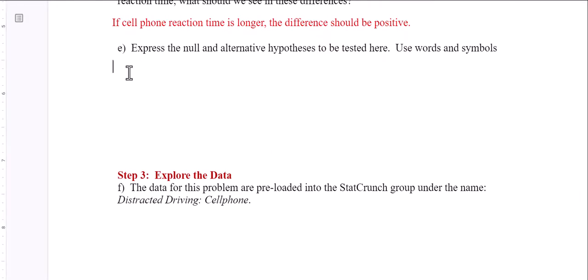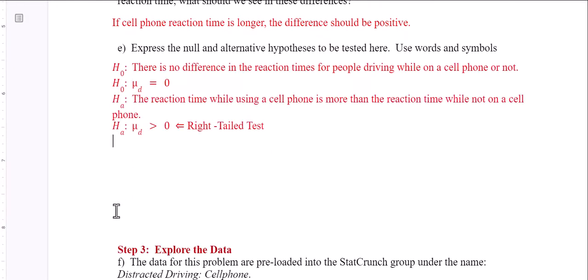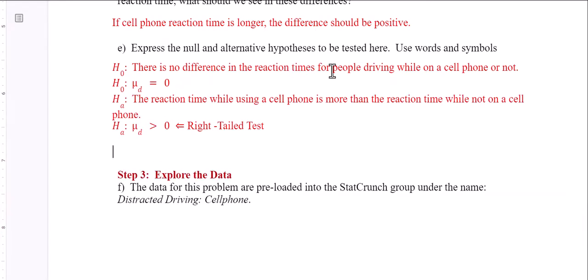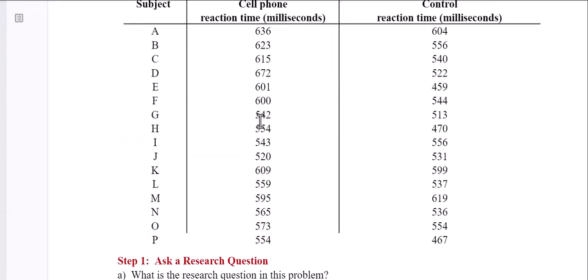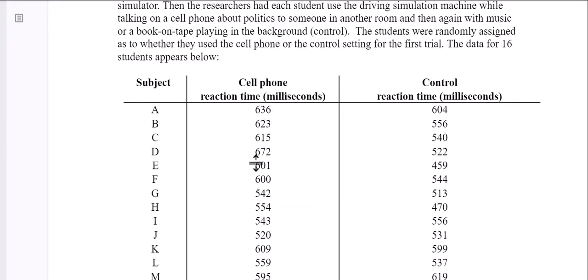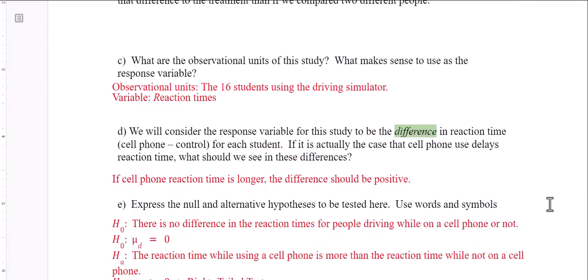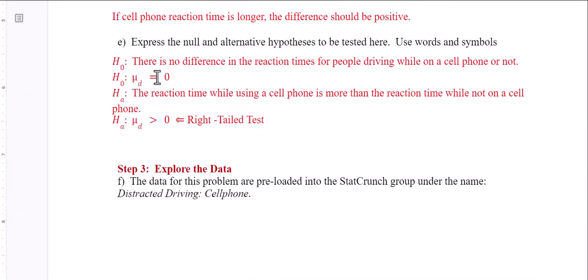When I express the null and alternate hypotheses, the null hypothesis is that there's no difference in reaction times for people driving while on a cell phone. So we're going to say that mu sub d, the mean of the differences, is 0. Going back to the data, if I take the difference of all of these, I'm going to have a new column of all the differences. So what is the average difference? If there's no difference, it will be 0.